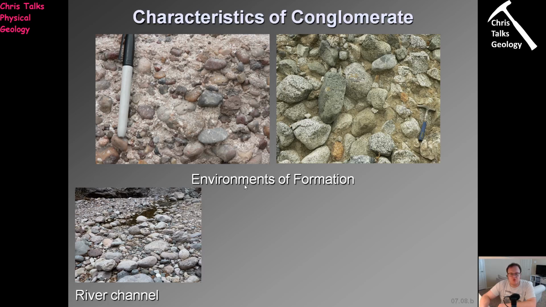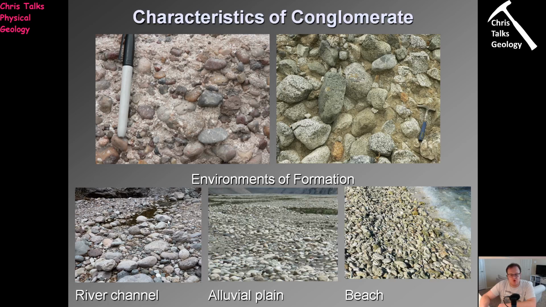And so what type of environment do we tend to get these forming in? Well, environments like river channels. These are fast-flowing mountain rivers that have lots of energy. We also have alluvial plains, so these are also associated with these fast-flowing mountain rivers. These are areas where we have sediment being spread out by these mountainous rivers over a broad area. And then we have beaches.